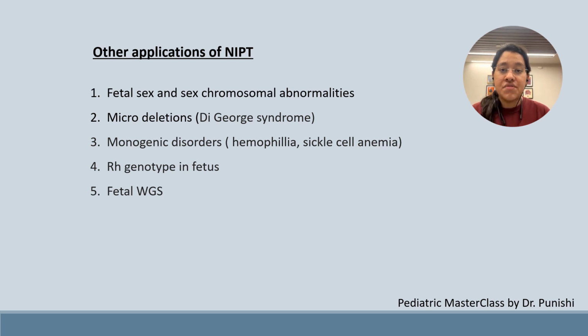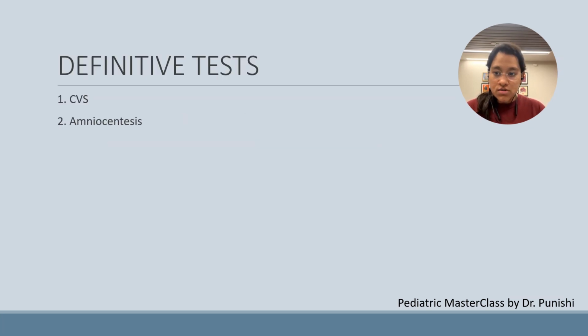So this is all that we've discussed about the screening tests. We've seen the types of screening tests available, the detection rate of each one of them, the advantages and the disadvantages. So once we've discussed the screening test, then let's move into the next topic, which is your definitive tests. So like we said, you have two options. One is chorionic villous sampling and the second one is amniocentesis.